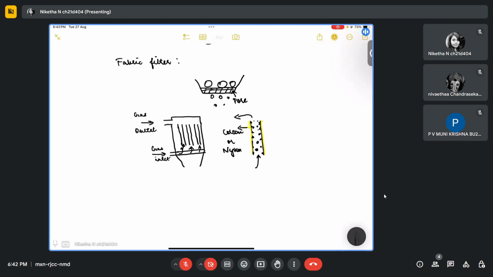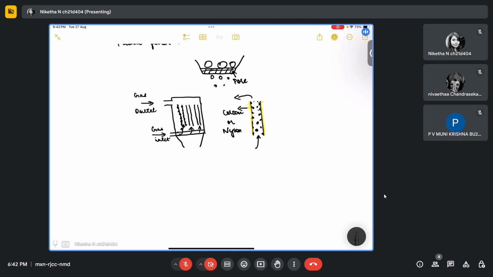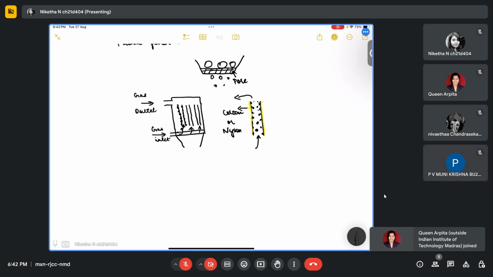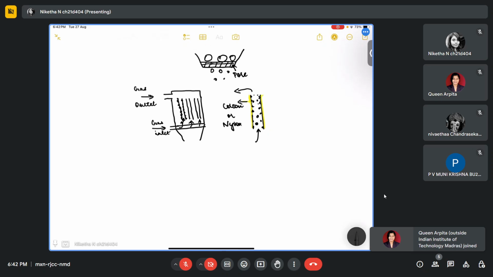After a point, your filter pores will get clogged completely because they are occupied by all the big size particles. When that happens, the filter efficiency will come down, and you may have to do a cleaning. When we do cleaning, we'll use some kind of a shaker or an oscillator to remove the dust particles which are settled on the pores of the fabric filter.